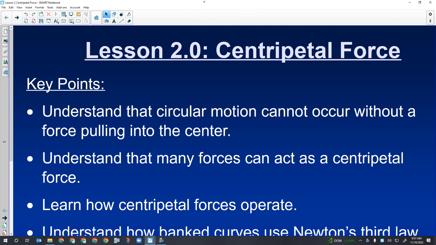Yesterday we were talking about uniform circular motion. So that is when something is moving around and around in a circle at a constant speed. In order for something to exhibit such motion, it must be accelerating where? Towards the center, a centripetal acceleration. Okay? And if there's an acceleration, accelerations are caused by what?